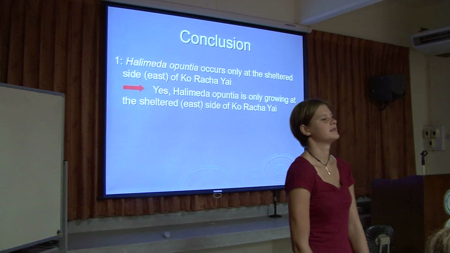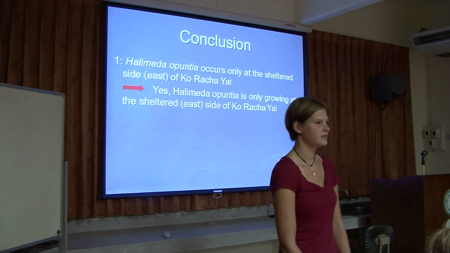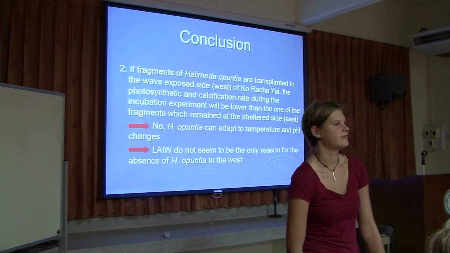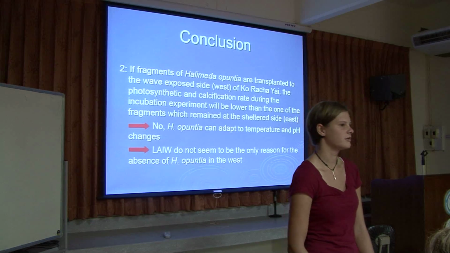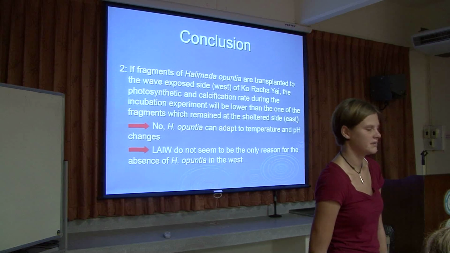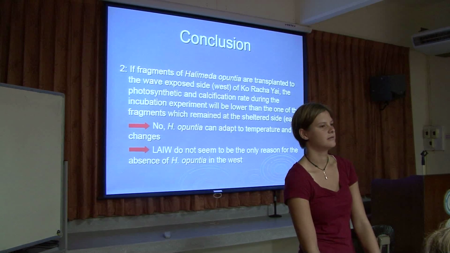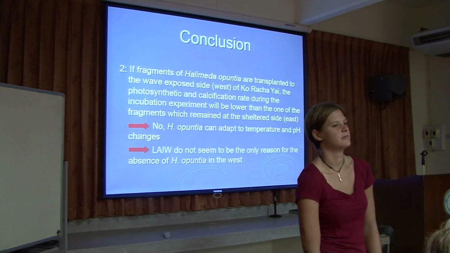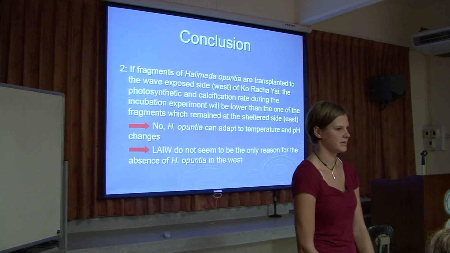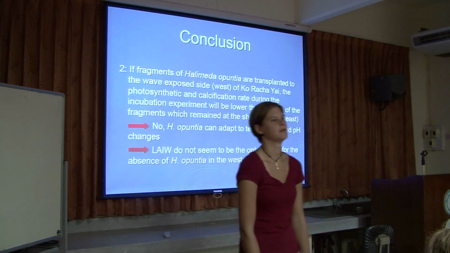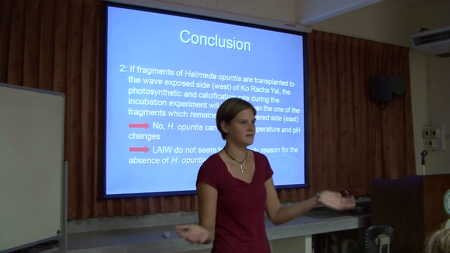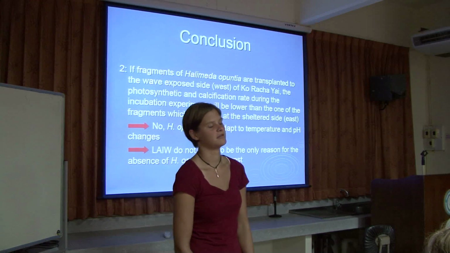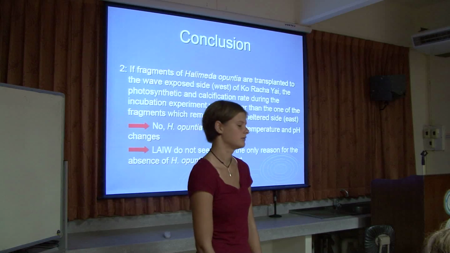If this distribution pattern is influenced by large amplitudal internal waves, I don't know yet, but I can say that the fragments I've transplanted to the west side, so to the wave exposed side, behave better in general than the ones which remained at the east side. So it seems that large amplitudal waves are not the only reason for the distribution pattern of Halimeda opuntia. So I think, as far as I can say yet, that there must be another reason for the distribution of Halimeda that is not occurring in the west.